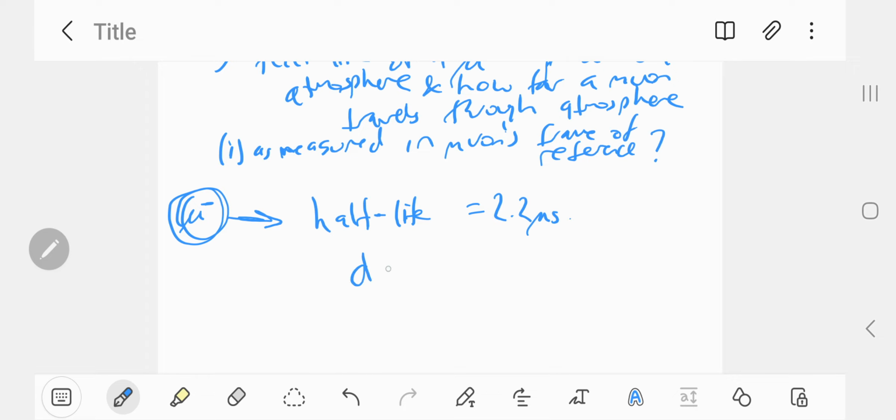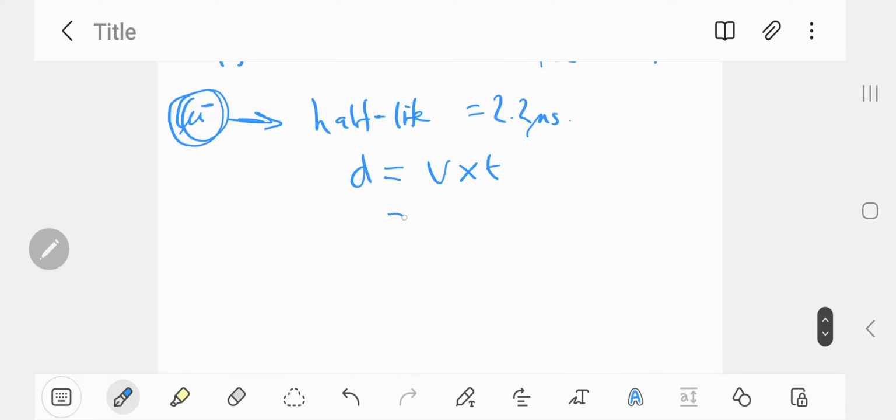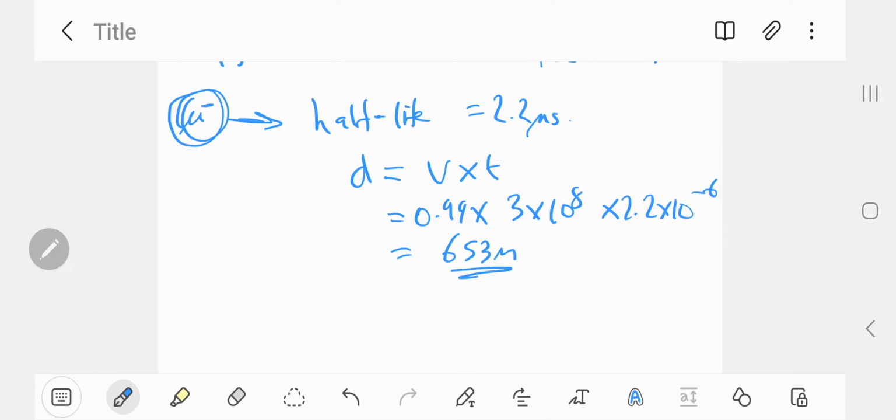Now the distance traveled by the muon is quite simple to work out. D equals V times T. Distance is velocity times time. Its velocity is 99% the speed of light, so it's 0.99 times the speed of light, 3 times 10 to the 8, times its lifetime, 2.2 times 10 to the minus 6, and you get 653 meters in the muon's frame of reference.